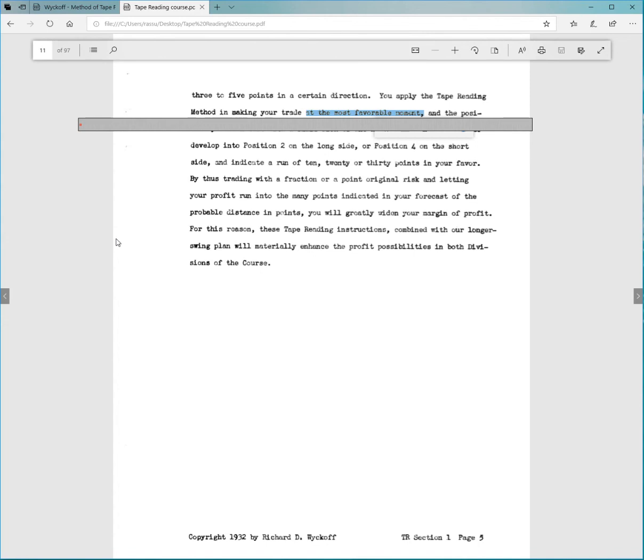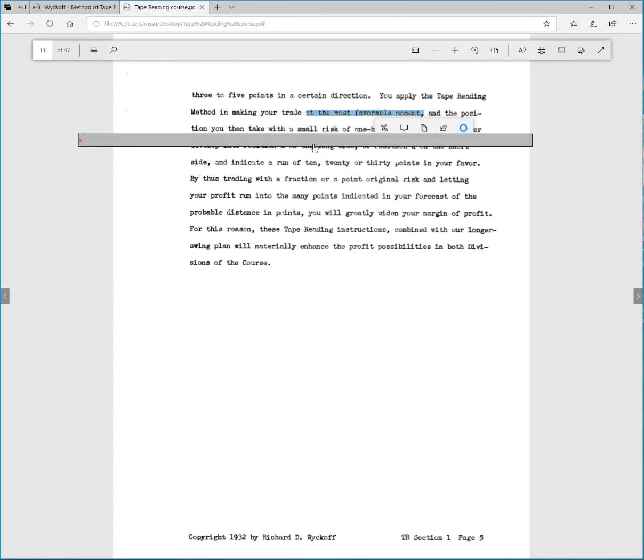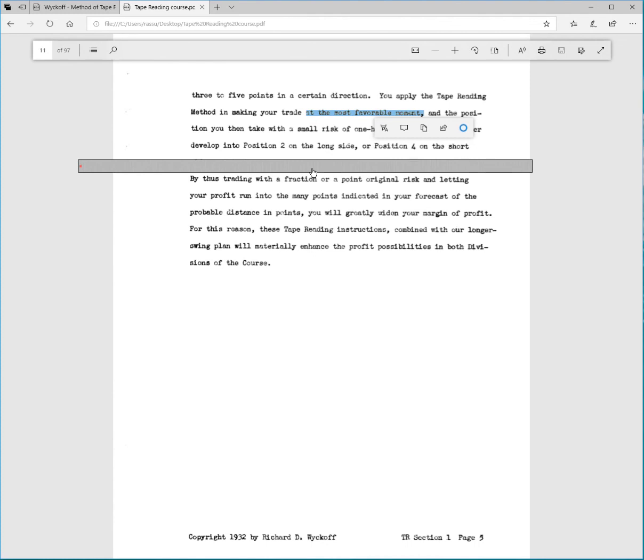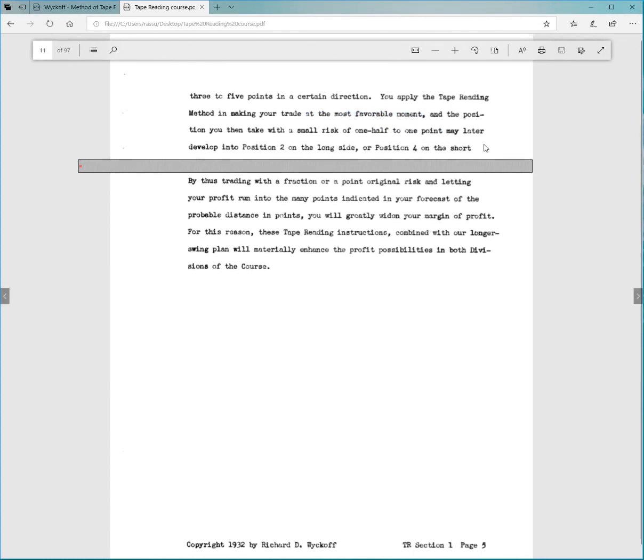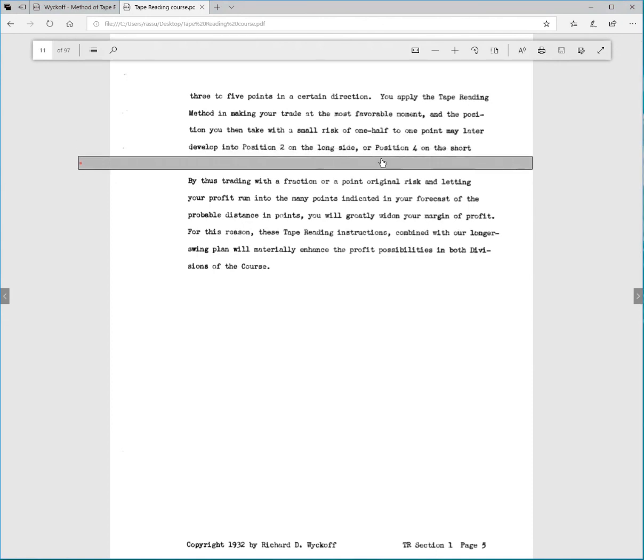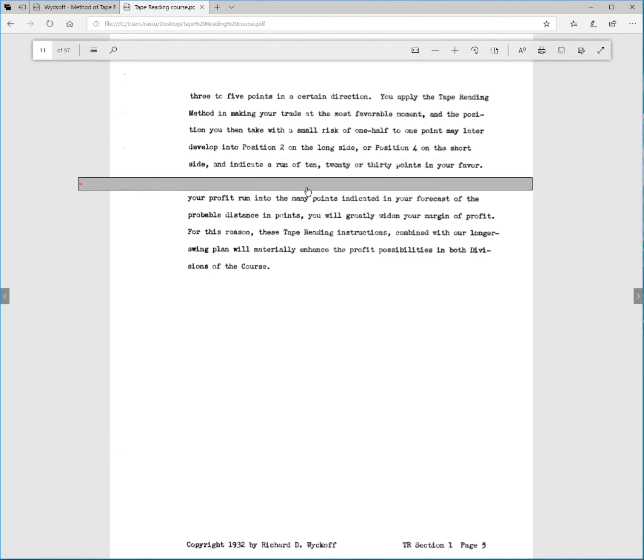What does that mean? It means that even if you're using the swing trading method, you can use the method that's described in this course, which is different than the first course, for entries. That's it. For entries. And the position you take with a small risk. And then he starts talking about the position sheet, about it going from one position to another position. So position 2 or position 4, and indicate a run of 10, 20, 30 points in your favor.